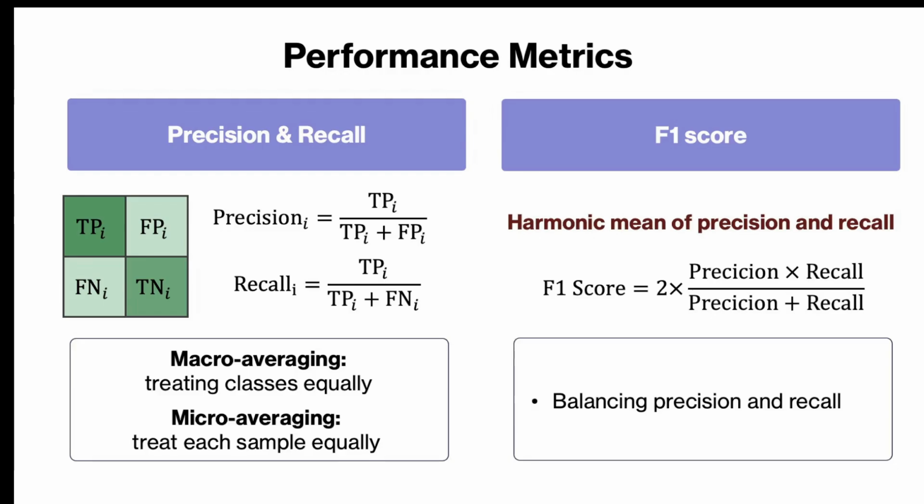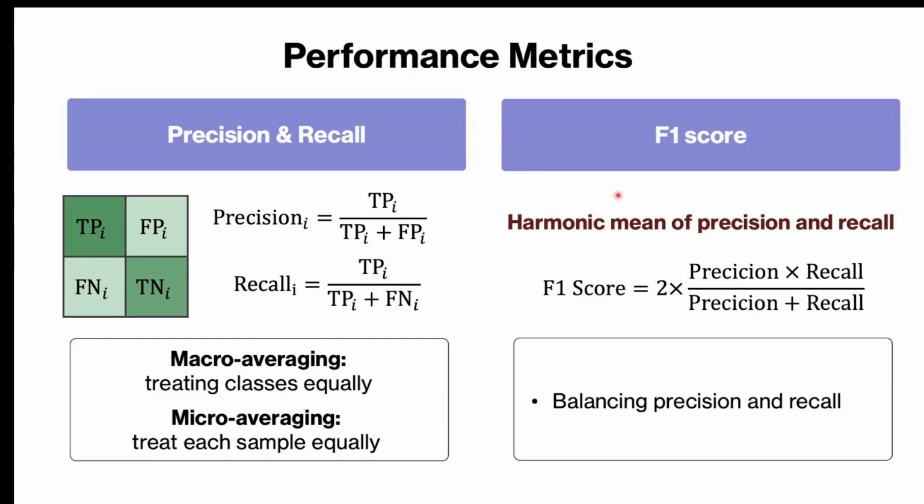And while these are computed for each class separately, we can also average them in two different ways. A macro averaging, where we treat each class equally, and basically we give the same weight to all the classes, whereas in micro averaging, we treat each sample equally, and basically here we give a weight equal to the number of samples for that class.